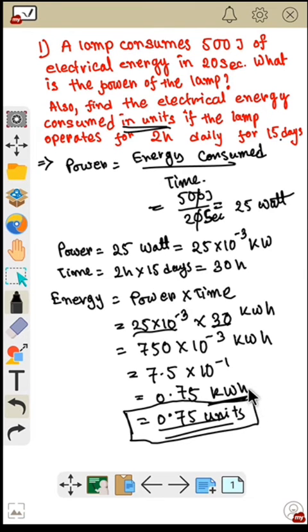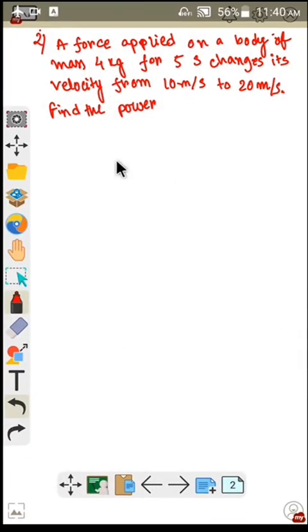Here you have to remember that kilowatt hour means unit. 1 kilowatt hour is equal to 1 unit. So kilowatt hour is equal to unit. So this is the numerical. Students, let's see the second question.